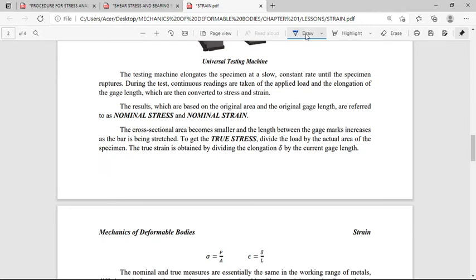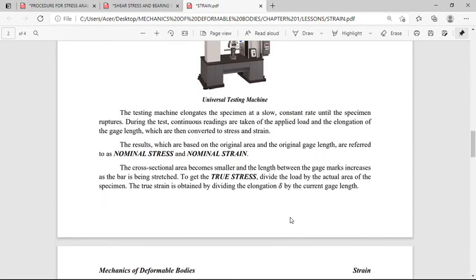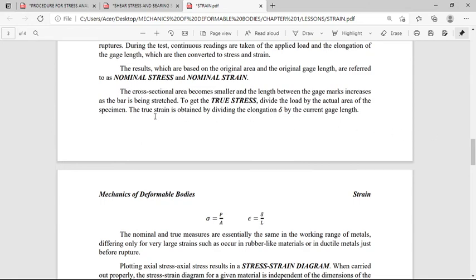So, tatandaan nyo yung sinabi dito, ano? Cross-sectional area becomes smaller and the length between the gauge mark increases. Para daw ma-solve natin yung true stress, i-divide mo lang daw yung load by the actual area of the specimen. So, kung ano yung load na pumasok or in-apply mo dito sa specimen mo, i-divide mo lang daw dun sa actual area niya.